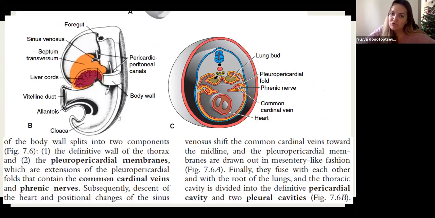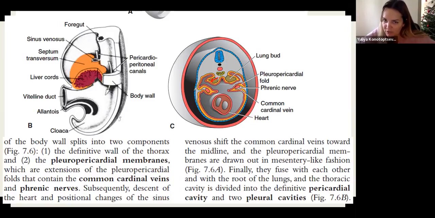Lung buds start to grow laterally. As they grow laterally, they grow into this fold. They grow into this area right here. So as they grow into this part, they slowly start to modify the shape of this fold. Can you imagine the lung is expanding into it? So as it expands into it, it slowly starts to peel off this pleuropericardial fold.